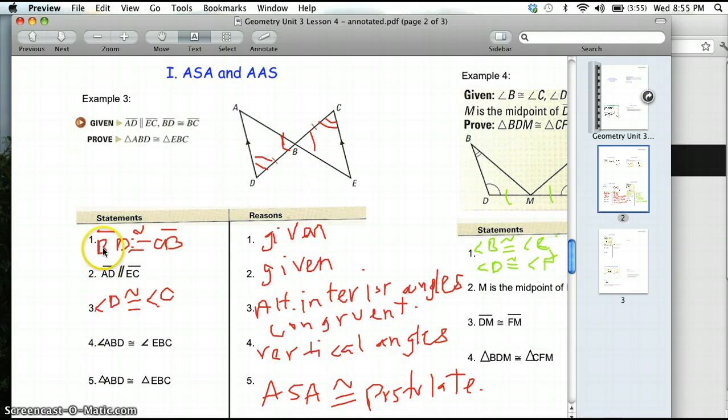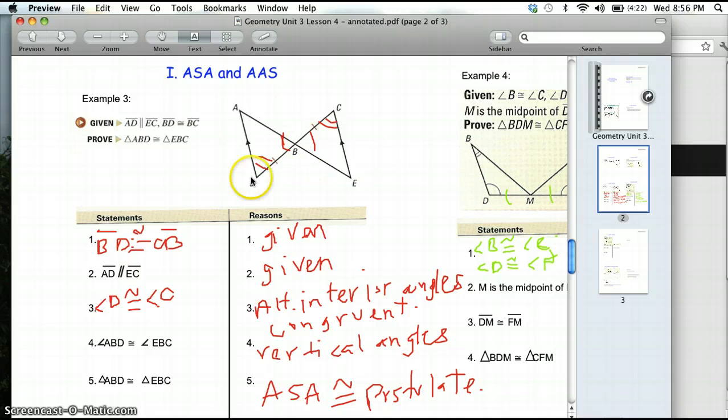So I went ahead and wrote side BD is congruent to side CB. Again, the reason, it was given to us. And AD is parallel to side CE. That was given to us. Now, we're looking for angle, side, angle. So we got our angle here. It says angle D is congruent to angle C.